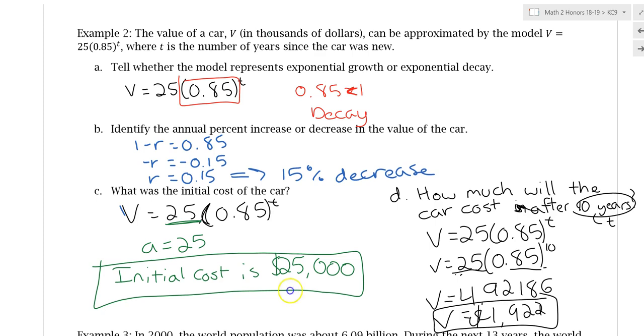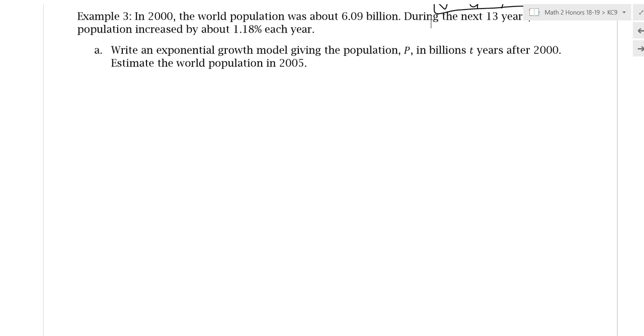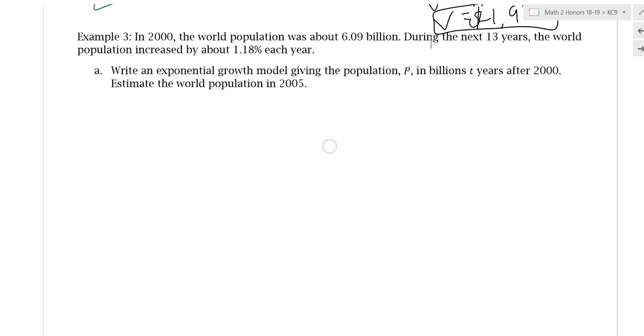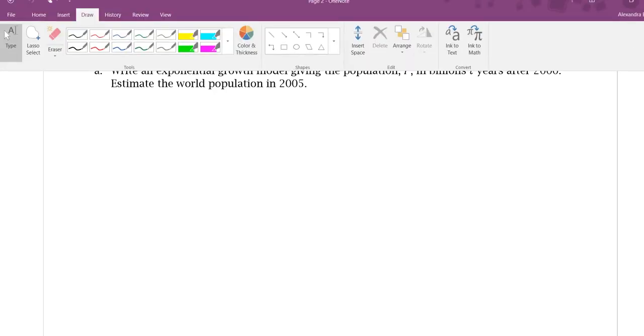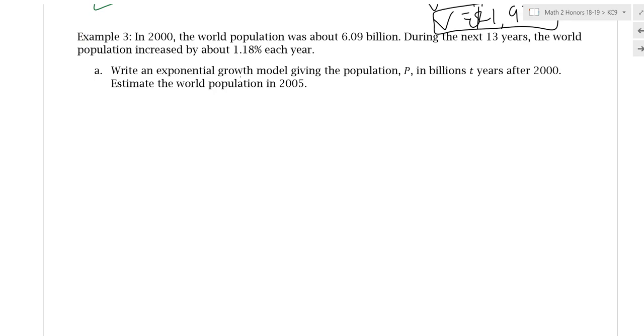Alright, let's look at example 2. In 2000, the world population was about 6.09 billion. During the next 13 years, the world population increased by about 1.18% each year. Write an exponential growth model giving the population P in billions, t years after 2000. So, it's exponential growth, right? Because it tells us the population increase. So that's telling us that it's growth.